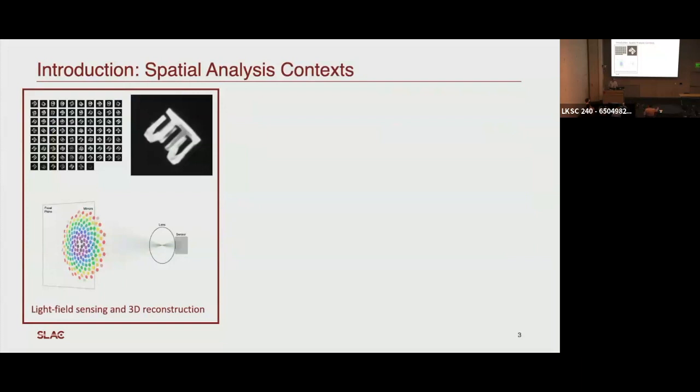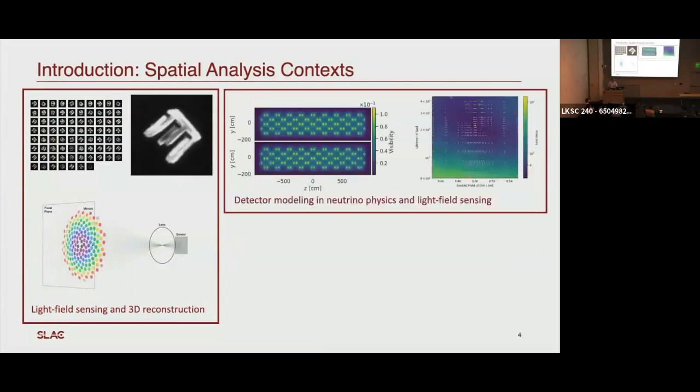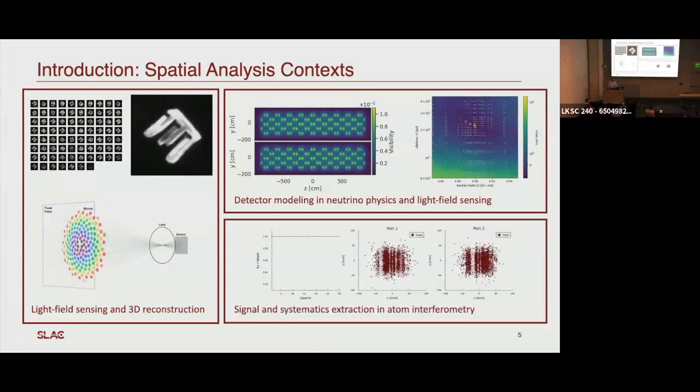I'll have some high level questions associated with all of these, but there are a couple of papers that I'd like to talk about today. One is on light field sensing and 3D reconstruction, with a little 3D GIF there. One is on detector modeling in neutrino physics and also in this light field sensing context. And the last is on signal and systematics extraction in atom interferometry.